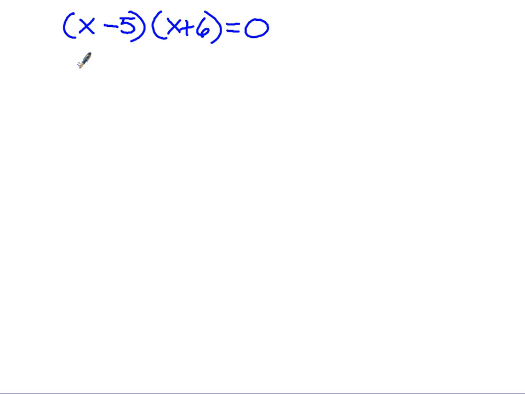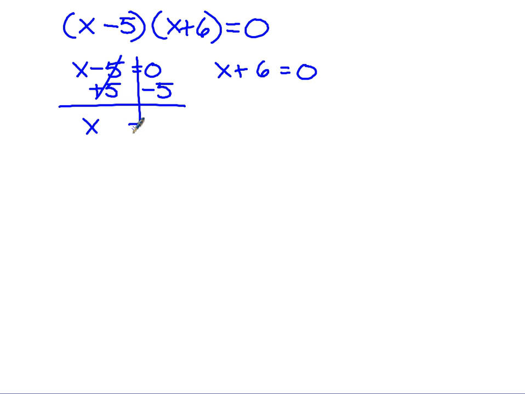Now you really don't have to do this, but just to show you what they're talking about, x minus 5 equals 0 and x plus 6 equals 0 is what it would look like if you pulled it apart. And then to figure out what x is, you get your minus 5 alone by adding 5 to both sides. So x equals positive 5. Sorry.